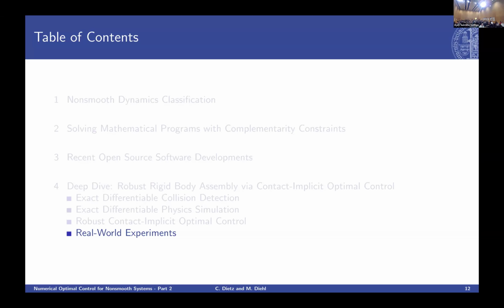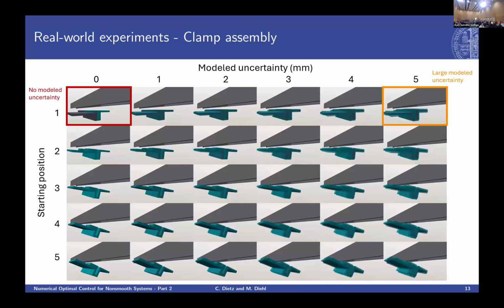Now I want to show one more real-world experiment. We again consider this clamp assembly problem. We have 30 instances of it. On the horizontal axis, on the left side, there's no model uncertainty, and on the right side, we have a lot of model positional uncertainty. The deviation of the object instances to the reference is 5 millimeters on the right and 0 on the left, and in between, it gets up to 5 millimeters. On the vertical axis, it's just different starting positions. We have 30 instances of this problem.